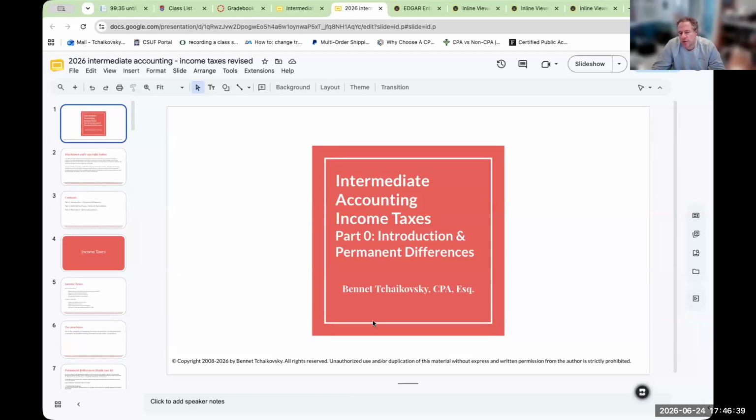And this is going to be our introduction to income taxes, as well as we're going to talk a little bit about permanent differences.